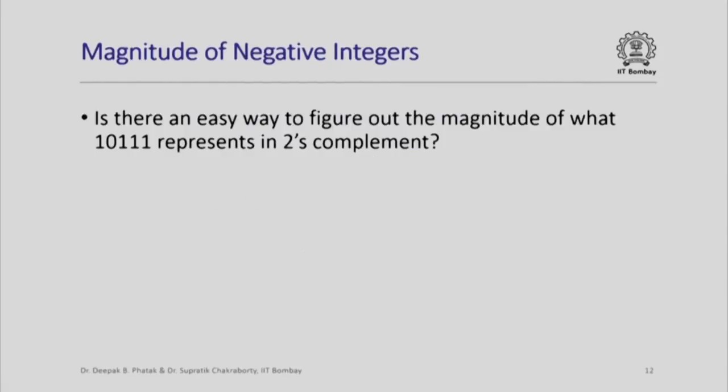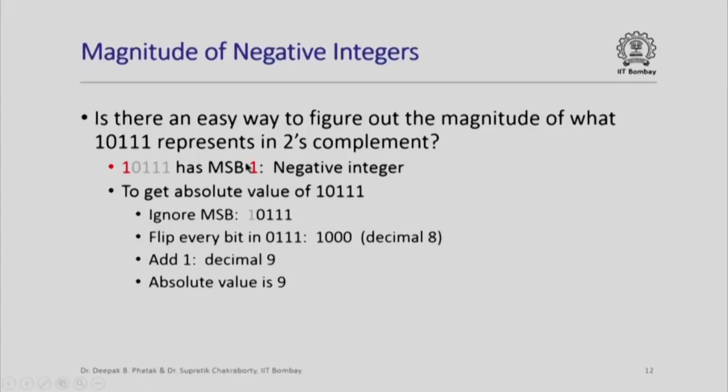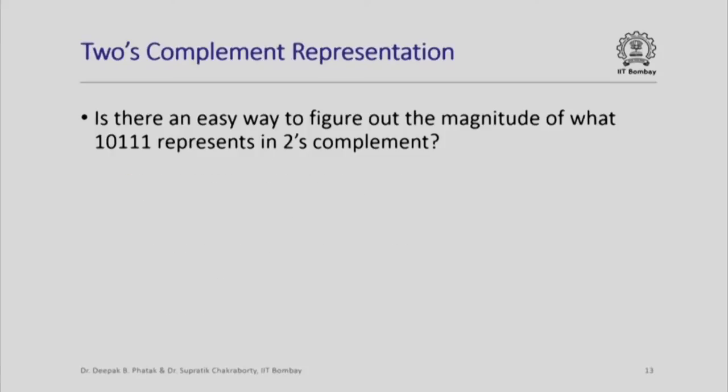So this is what we can do if we are asked a question: can you find out the magnitude of what this represents in 2's complement? So there are two ways. In both ways, we will first look at the MSB, figure out that it is a negative integer, and then what we could do is look at the rest of the representation, flip every bit, find out what it represents in decimal, add 1, and then the absolute value is 9 in this case, and so the answer is minus 9. Alternatively, we could also solve the same problem in the following way.